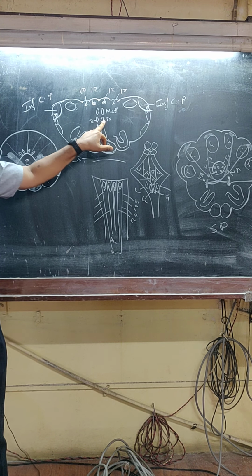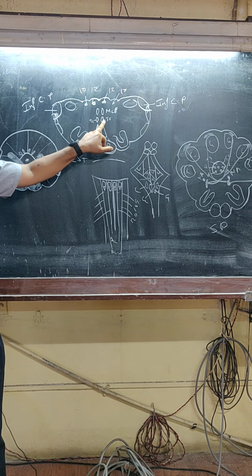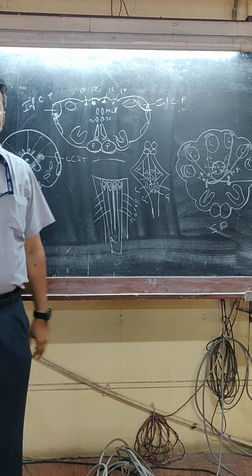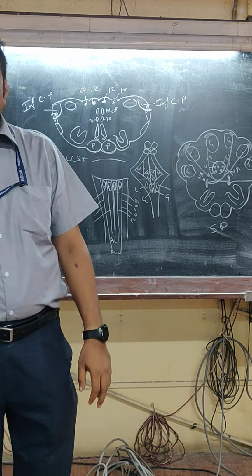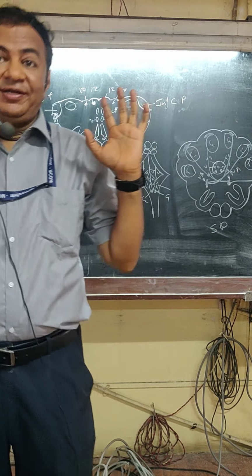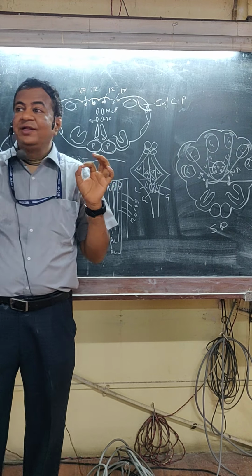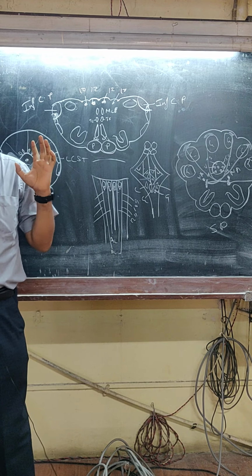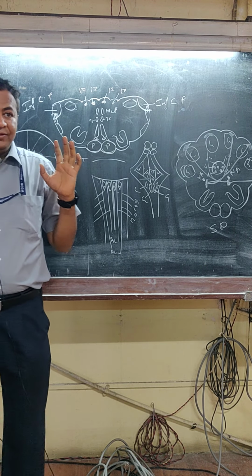What is the tectospinal tract? Starting from the superior colliculus. What is the medial longitudinal bundle? Connecting all the cranial nerve nuclei.